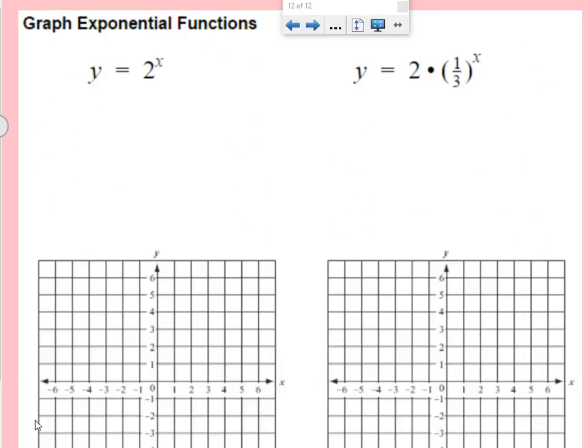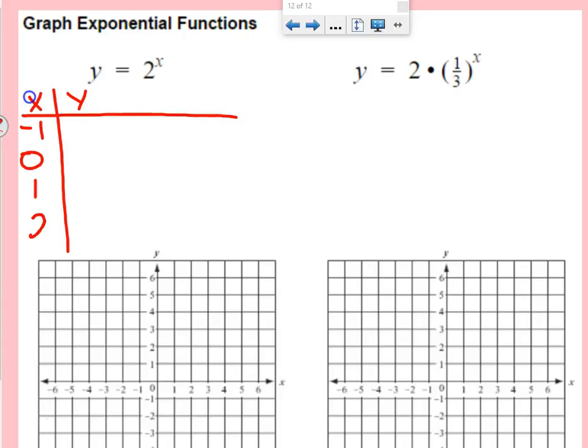All right, last piece is graphing exponential functions. So we're given our function. We want to make a table. So let's draw a table. X, y. We're going to use -1, 0, 1, and 2 for our x values. Plug those into our function. Y equals 2 to the power of x. We're putting those numbers in for x.